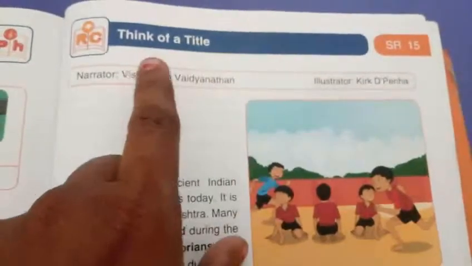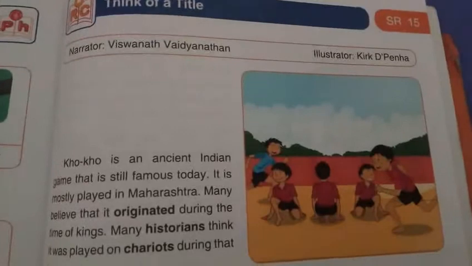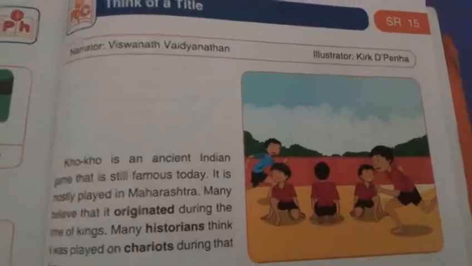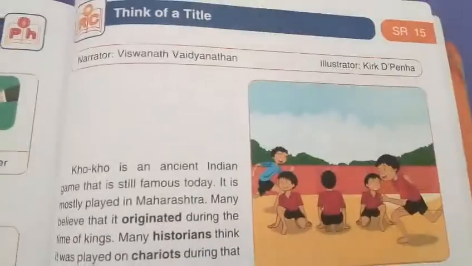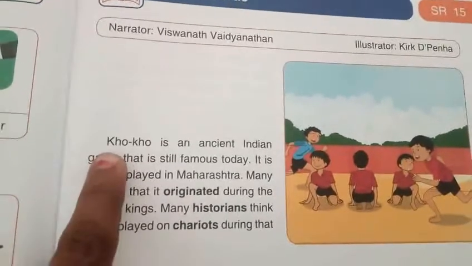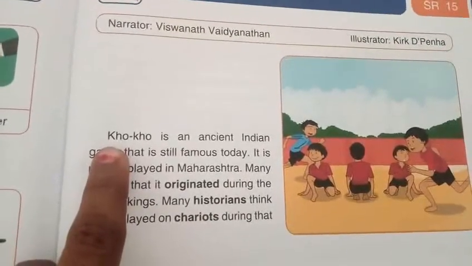Now you will open this SR 15. Think of a title. I will give you 3 seconds time. 3, 2, 1 and 0. Narrator Vishwanathan Vaidyanathan, illustrator Gidji Benha. Read aloud the story, my dear children, and think about the title, okay?